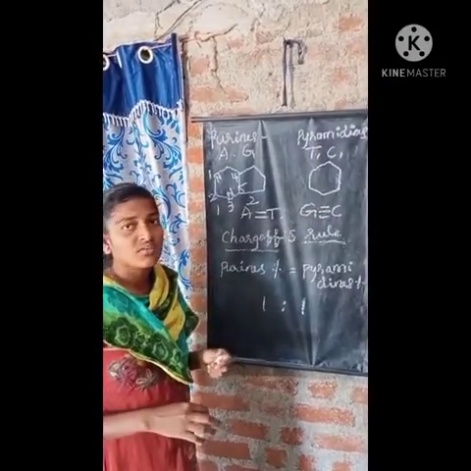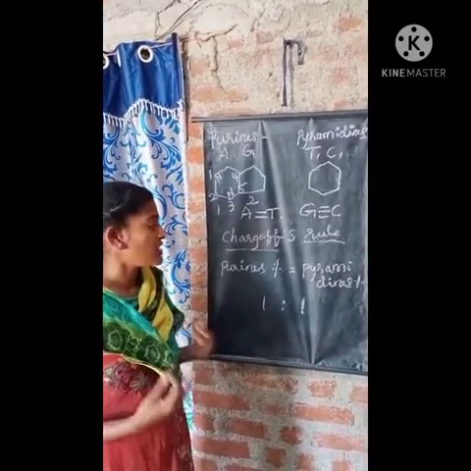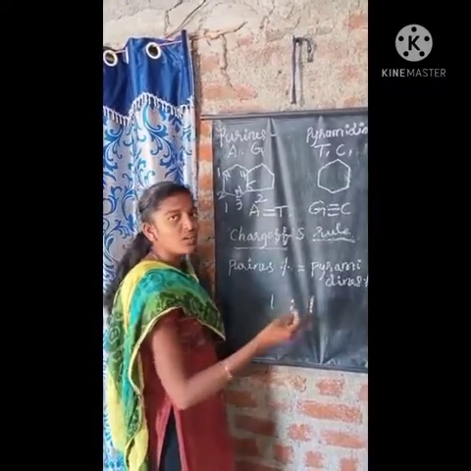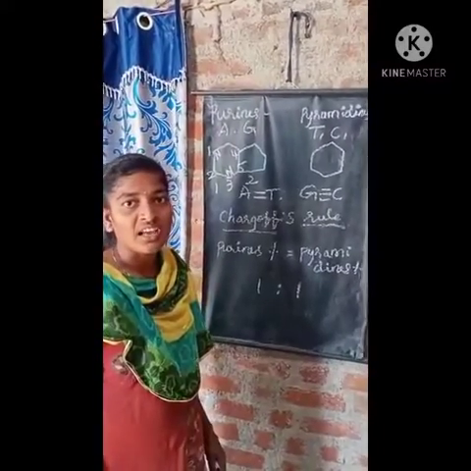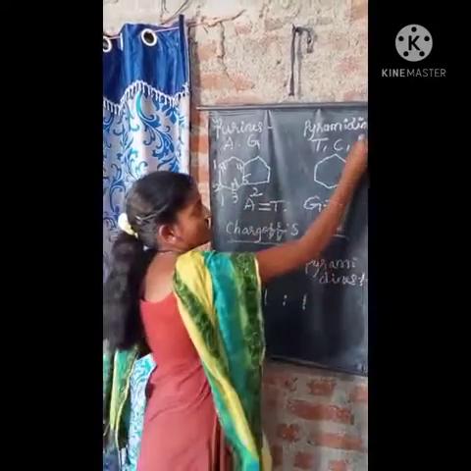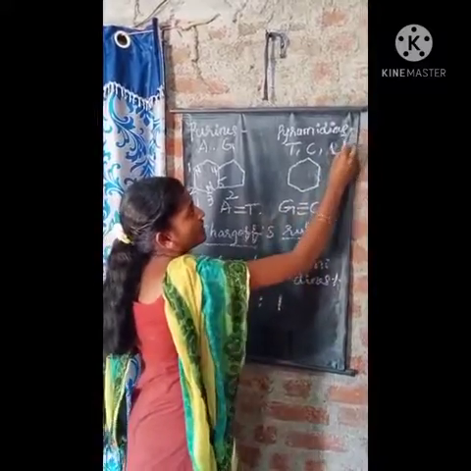Chargaff's rule. Chargaff's rule means the percentage of purines is always equal to the percentage of pyrimidines. Means 1:1 ratio. In RNA, instead of thymine, it contains uracil. It is also one of the pyrimidines.